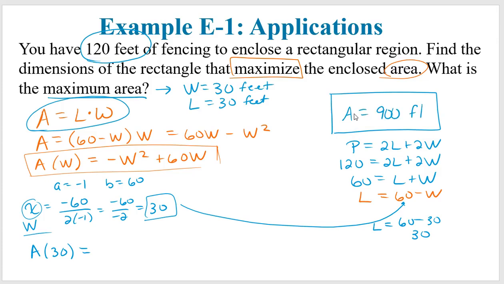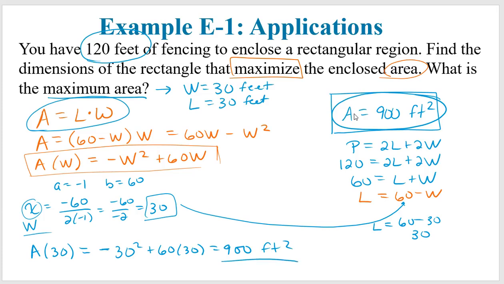So 900 feet squared. But again, if you want to, you can also just plug it into your equation, which is negative 30 squared plus 60 times 30. And guess what? You're going to get 900. So either way you do it, you will end up with the same answer. It doesn't really matter which way. Some instructors may want you to plug it back into the function to show that you're actually finding the parabola. Some may not. So it just depends. I would listen to their instructions on how they want you to do it, but you can do it either way. Both are totally adequate.